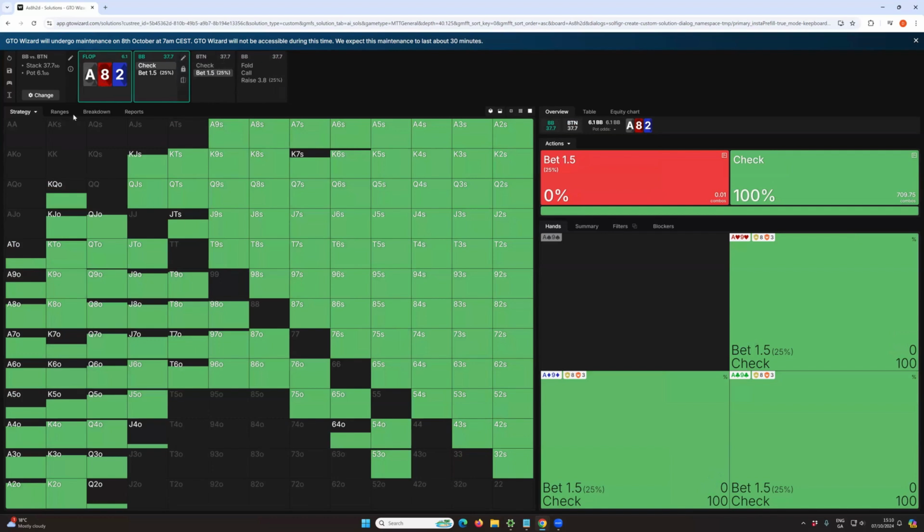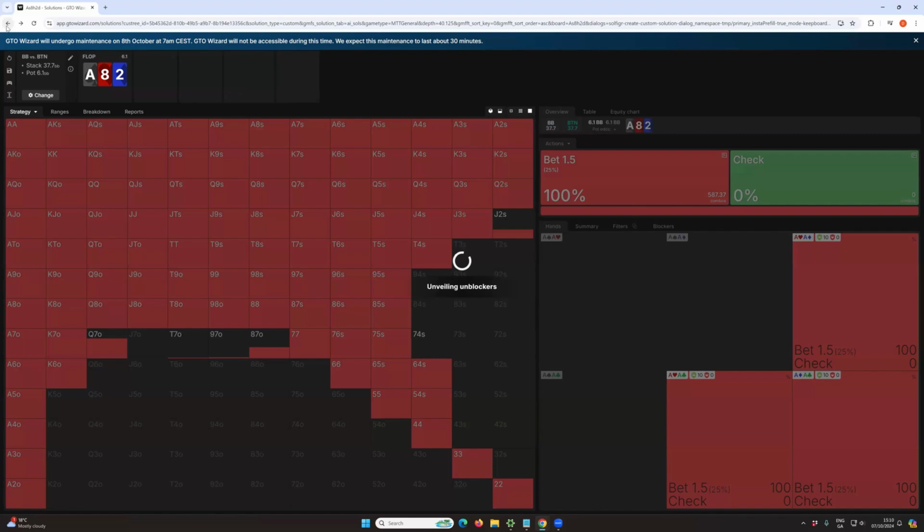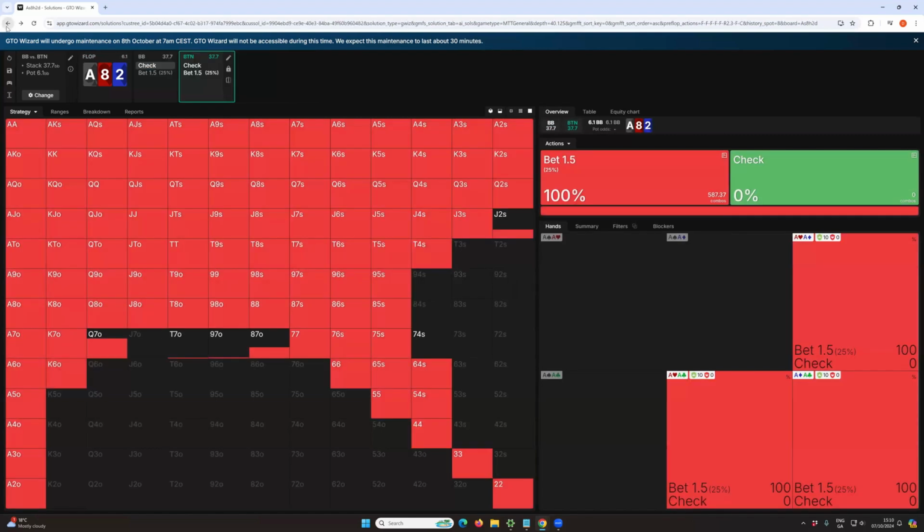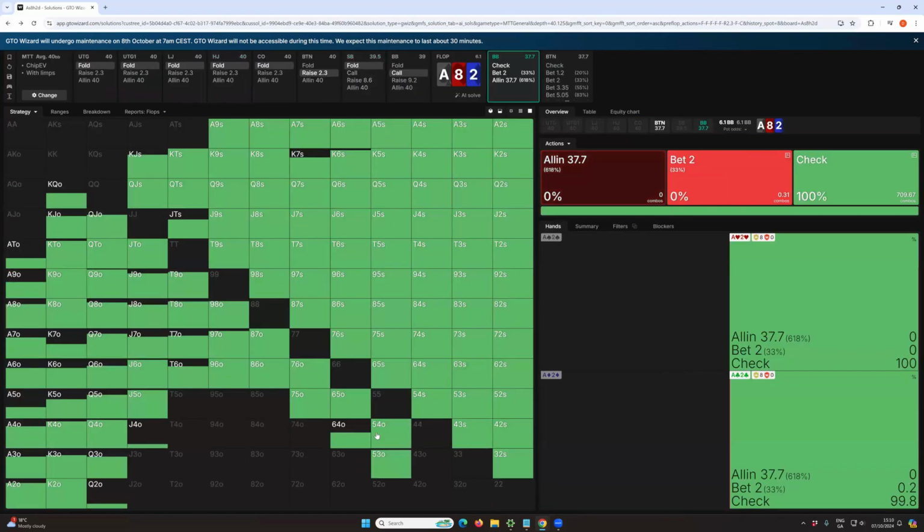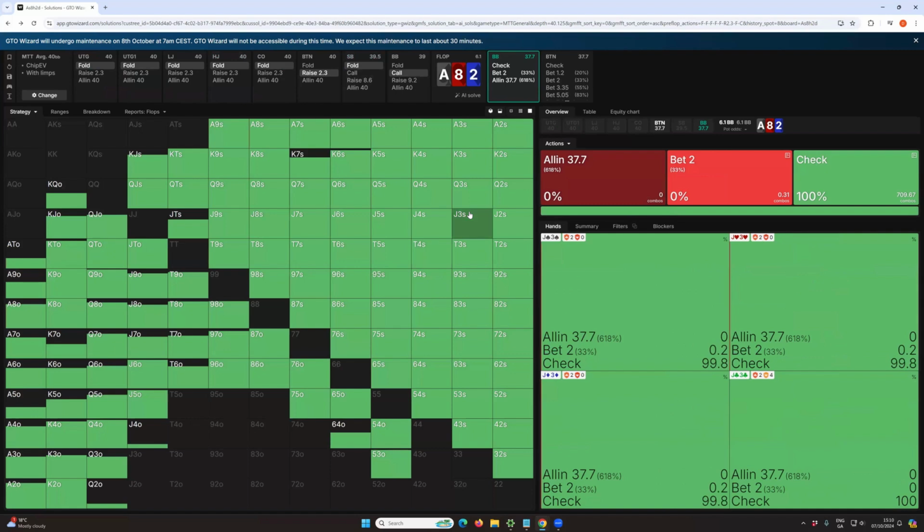Let's go back to where Lawrence defends. And I said this was actually the defending range.